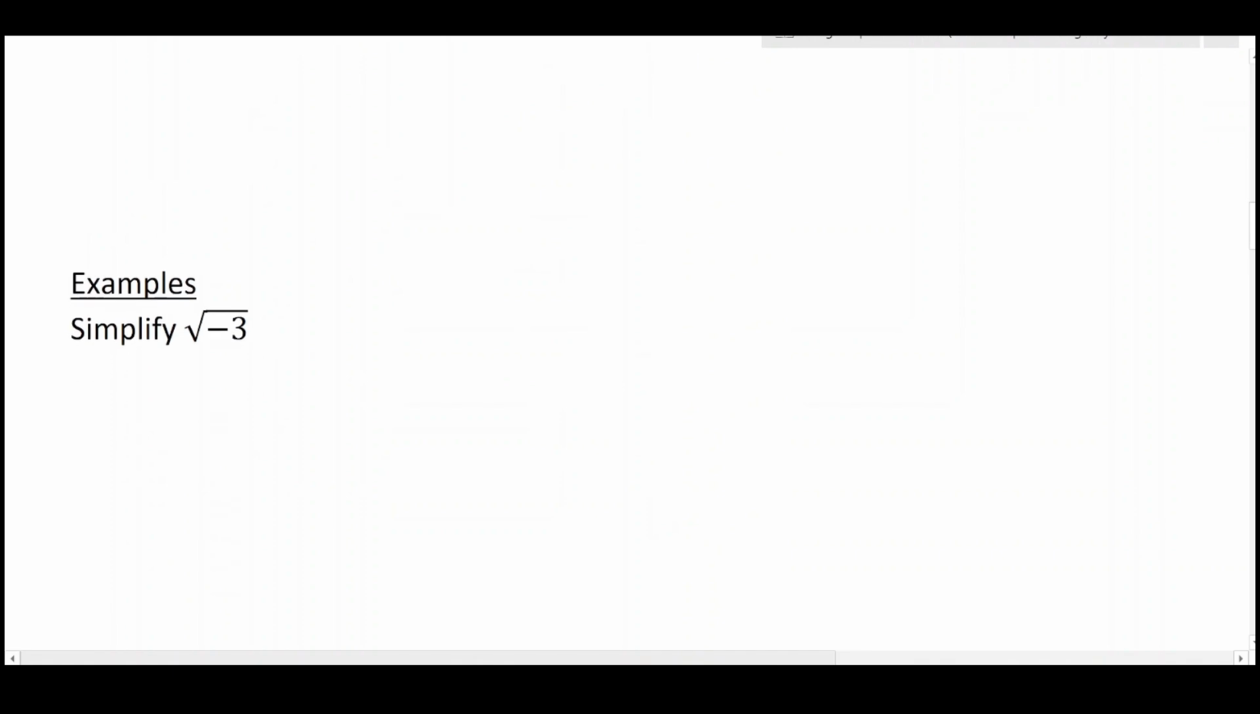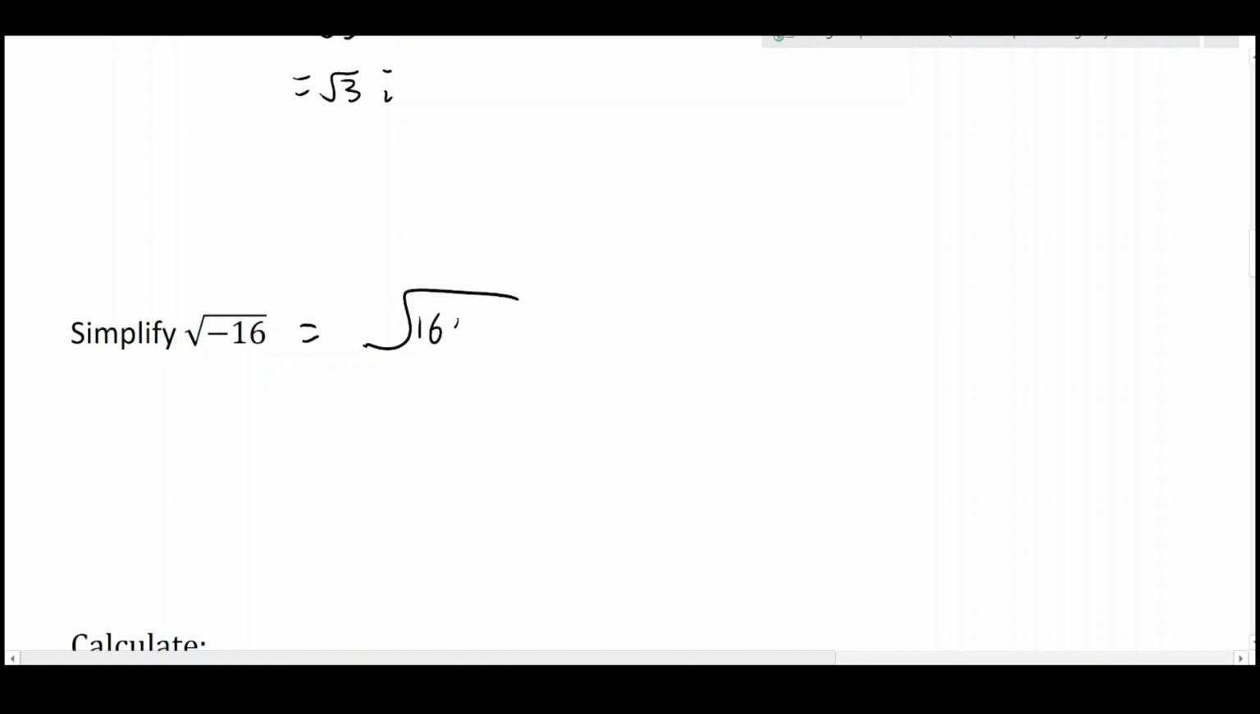Okay, so cool. We're going to simplify this one, square root of -3. So again, you're going to go square root of 3 times -1, which is root of 3 times root of -1, which is root of 3 times i. There we go. Simplify root of -16. So that is root of 16 times -1, which is root of 16 times root of -1, which is 4i.